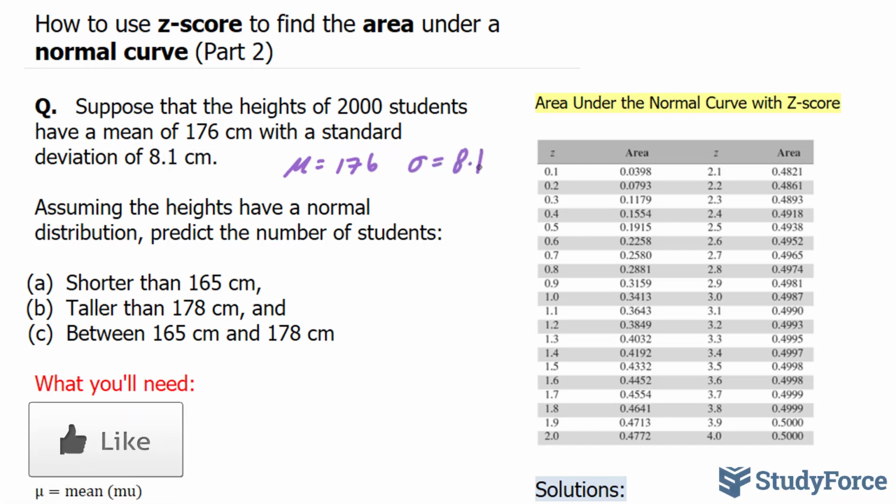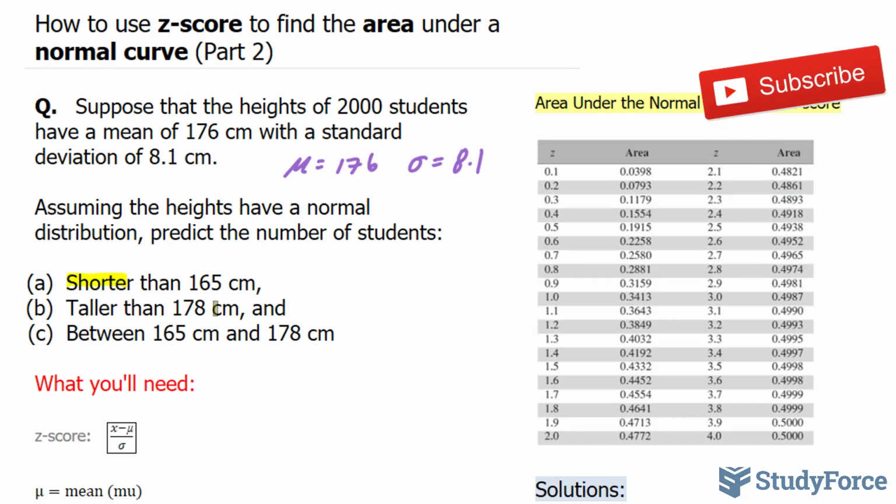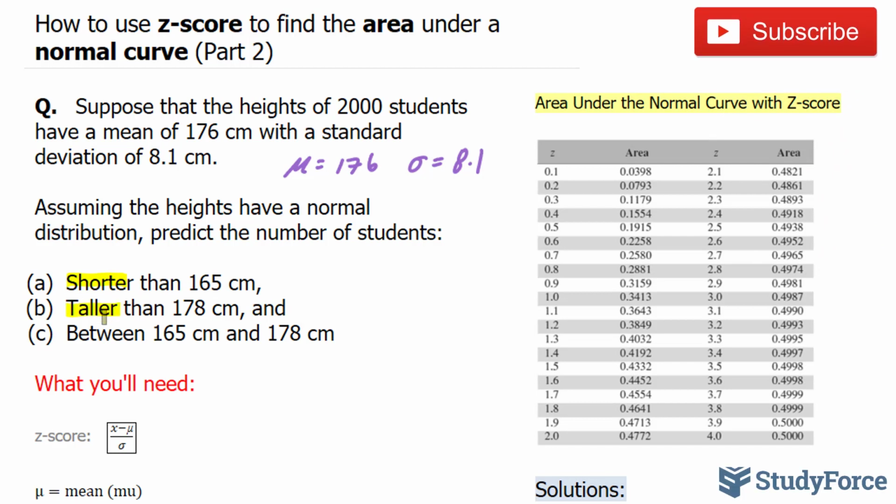Assuming the heights have a normal distribution, predict the number of students that are A, shorter than 165 centimeters. So I'll highlight some key terms here. B, taller than 178 centimeters, and C, between 165 and 178. To do this question, we'll need to calculate the z-score.